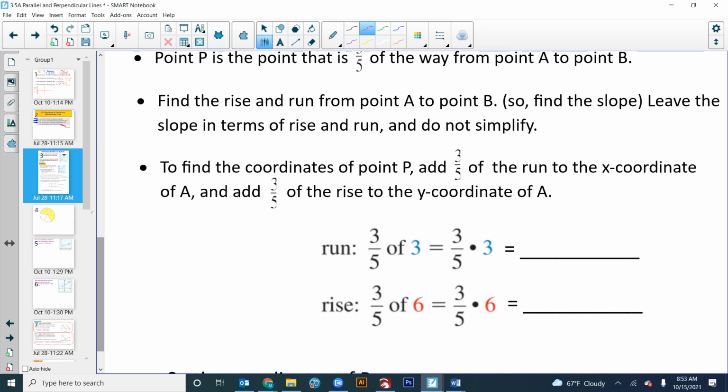How far are we going horizontally? What's 3/5 of 3? 9/5. Let's write it both ways, as a fraction and as a decimal. 1 4/5, which is 1.8, correct?